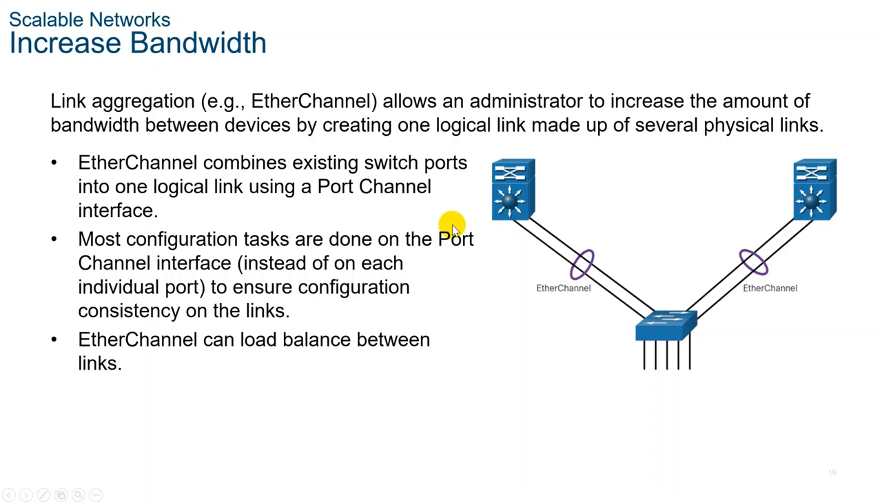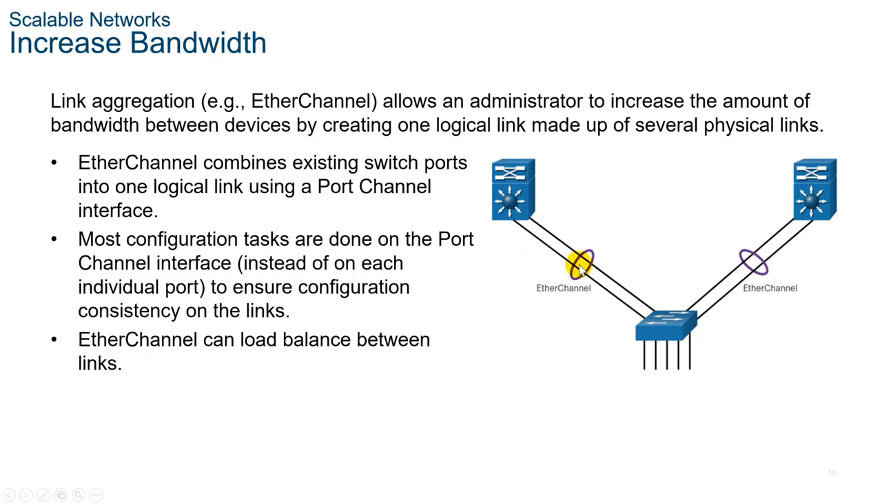Okay, so another is increased bandwidth. We call it link aggregation or EtherChannel. In hierarchical network design, some links between access and distribution switches may need to process a greater amount of traffic than other links. As traffic from multiple links converges into a single outgoing link, it is possible for that link to become a bottleneck. So link aggregation, such as EtherChannel, allows the administrator to increase the amount of bandwidth between devices by creating one logical link made up of several physical links.